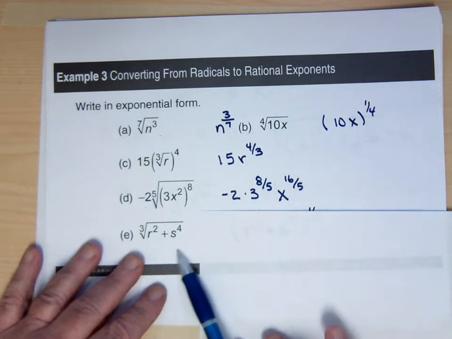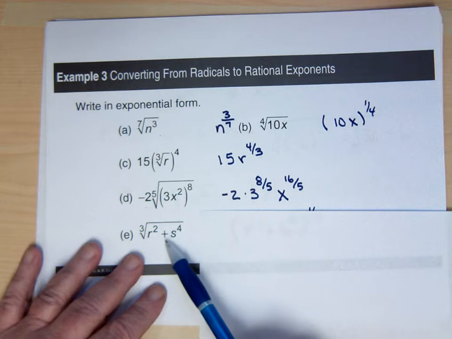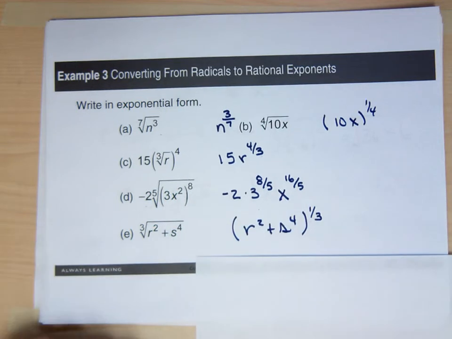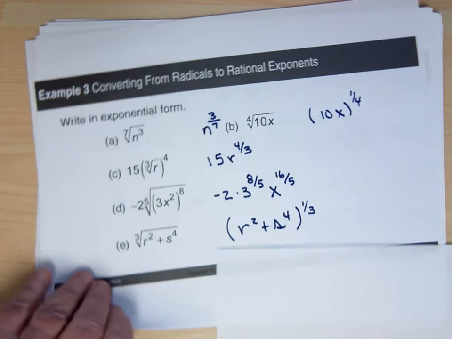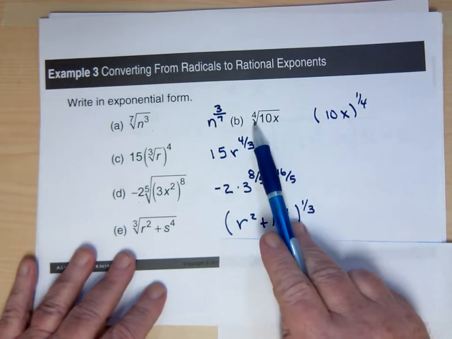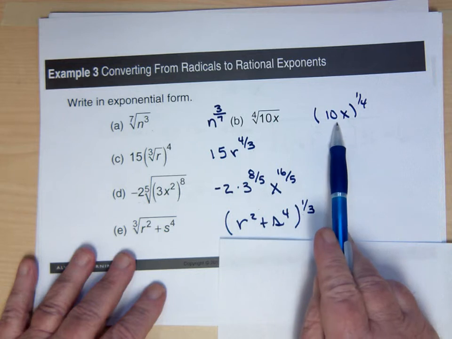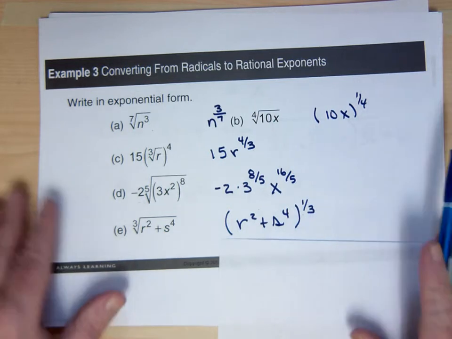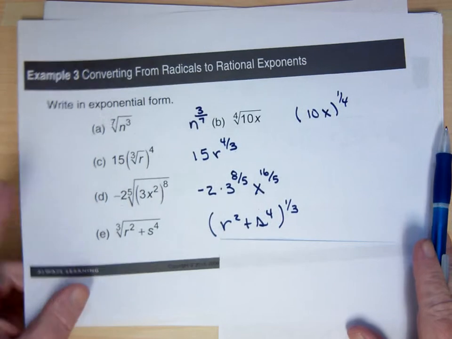Again, here there is not really anything I can do because I'm adding instead of multiplying, so it's just going to be r squared plus s to the 4th, all to the 1/3. The last example is here. Now this 1/4 is over all of the 10x, so that's the biggest simplification that you really can do with that problem.